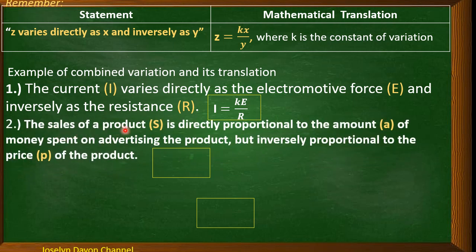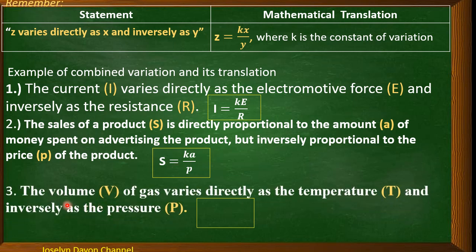Next, the sales of a product S is directly proportional to the amount A of money spent on advertising the product, but inversely proportional to the price P of the product. So S is on the left side of the equation. We have here is equal to, do not forget K. Directly proportional, this is the same as varies directly. It should be in the numerator. We have here A in the numerator, and inversely proportional, or varies inversely, it should be in the denominator. So this is now the translation.